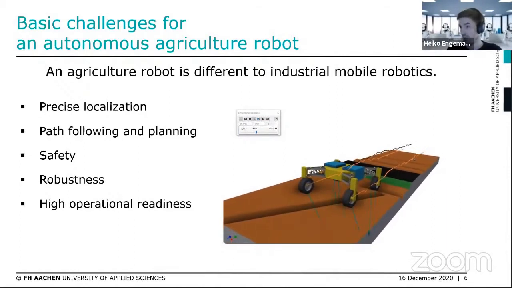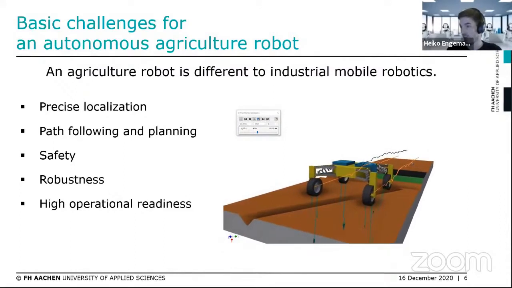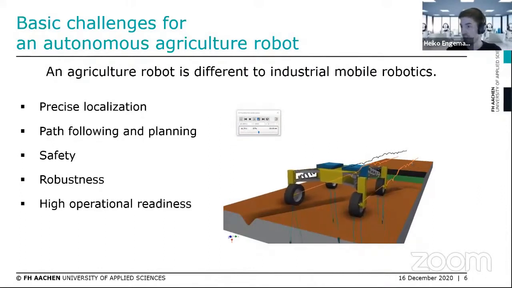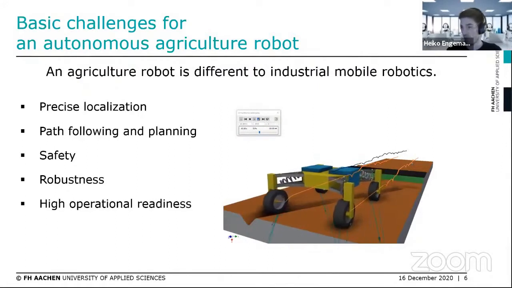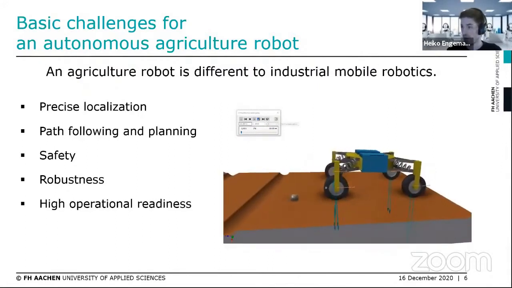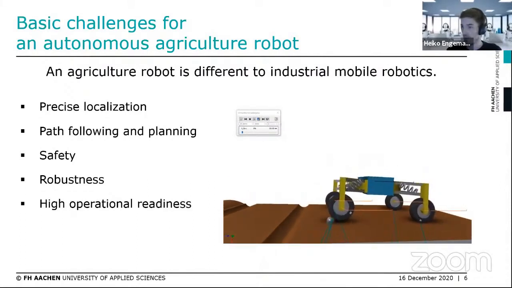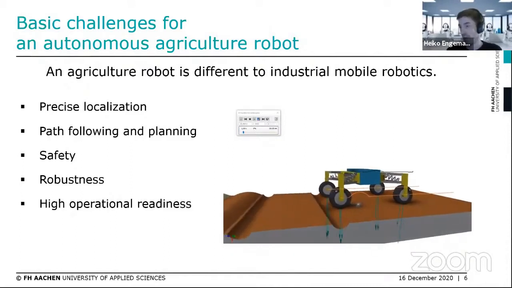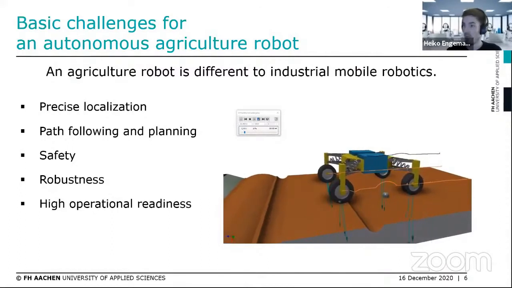In addition, an agricultural robot has to provide mechanical robustness and a high operational readiness. From the economic point of view, an agricultural robot makes only sense if it can operate for a long time without any kind of human interaction. And this is especially true since field robots are typically a lot smaller than conventional big agricultural machinery, so they have a disadvantage in terms of area per hour.